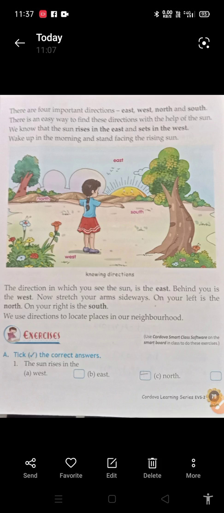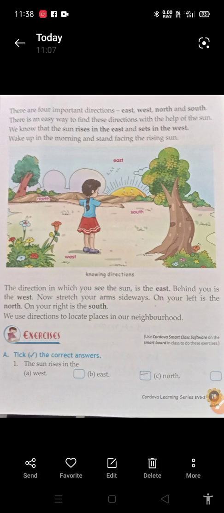There is an easy way to find these directions with the help of the sun. We know that the sun rises in the east and sets in the west. Wake up in the morning and stand facing the rising sun. We can easily find where these directions lie with the help of the sun, as we already know that the sun rises in the east and sets in the west. So when we wake up in the morning and stand facing the sun, it means that we are looking in the east direction, and to our back is the west.